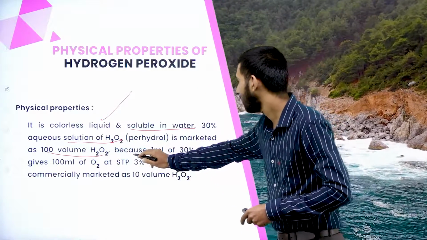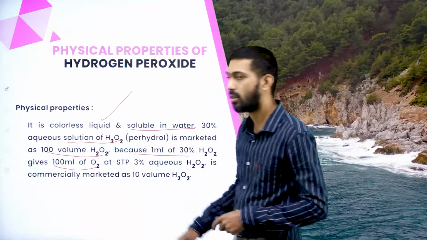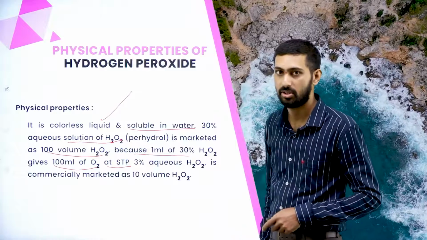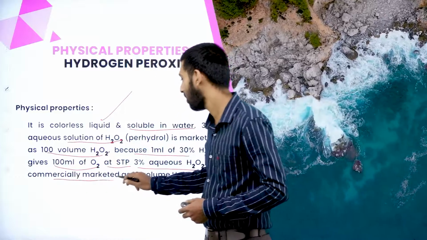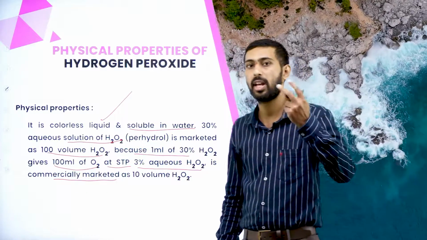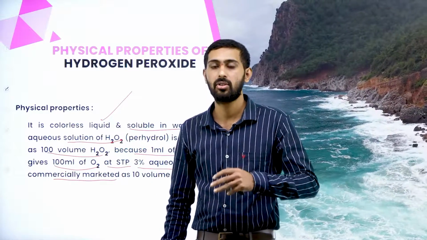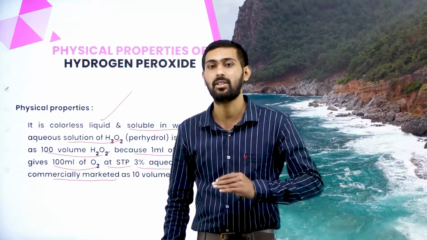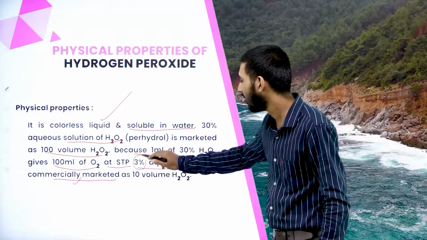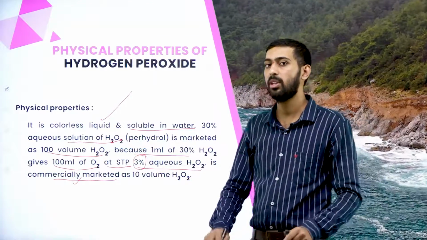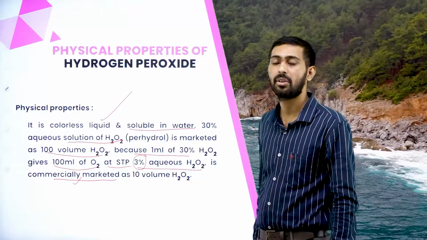Because here 1 ml of 30% hydrogen peroxide gives 100 ml of oxygen at standard temperature. Okay, 3% aqueous hydrogen peroxide is called the commercial one. We will get 2 types of chemicals, A grade as well as B grade chemicals, in our chemical shops. So there are 2 types, commercial grade as well as analysis grade. If you are buying commercially, we are getting only 3% aqueous hydrogen peroxide. Aqueous means it is mixed with water only. Okay, these are the physical properties of hydrogen peroxide.